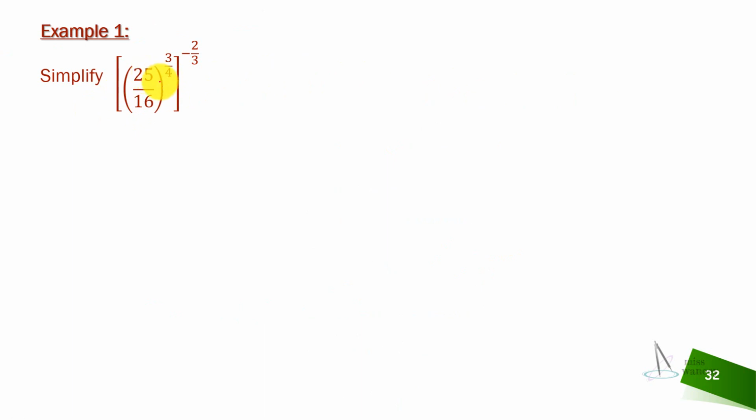Okay, so let us see some example. Let's say we want to simplify 25 over 16 to the power of 3 over 4, to the power of negative 2 over 3. So before this, we have seen that if we have a to the power of m to the power of n, this is actually a to the power of mn, so we can actually multiply them. So 3 over 4 times negative 2 over 3, so these two cancel out. This one will become 2, this one will become 1. So that means what we have is actually 25 over 16 to the power of negative 1 over 2.